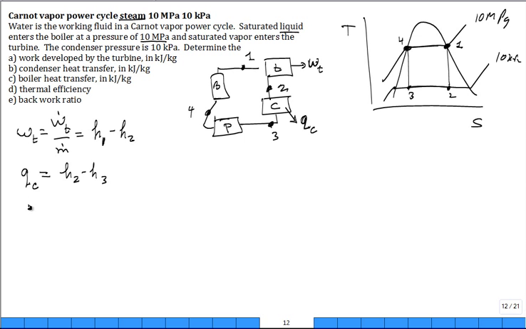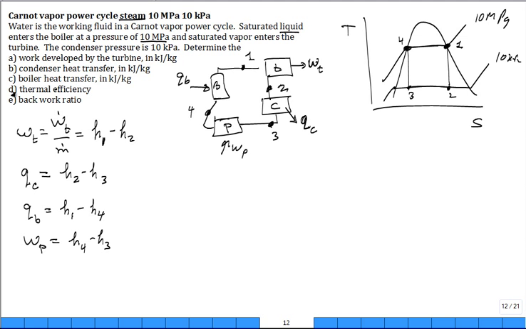How about for the boiler? Q boiler, let's push that in because that's the direction it is. It's going to be H1 minus H4. And what about the work of the pump? We didn't do that. Let's call it the pump. That's going in, WP. That's going to be H4 minus H3.